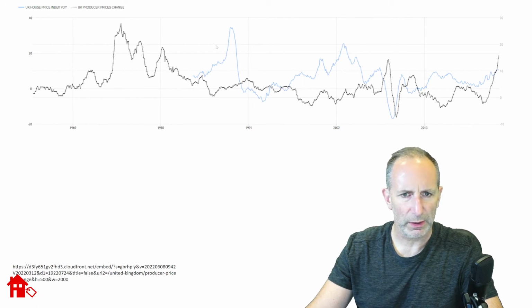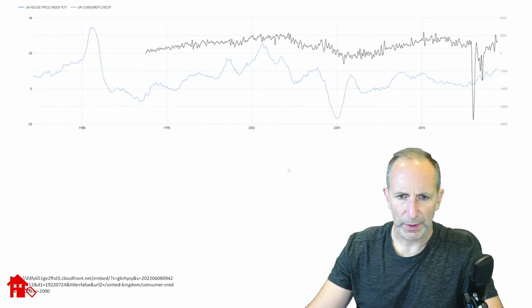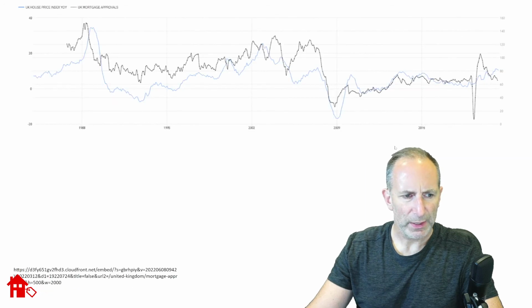You can see here, huge price increases in property, but pretty much not much going on with the PPI or UK producer prices. So here we have consumer credit. I think that's kind of interesting in that it broadly correlates, and we can see that consumer credit is bouncing around at quite a high level, and I expect it's going to go up as things become less affordable to people. Now, there are numerous other indicators, which I'm not going to go into.